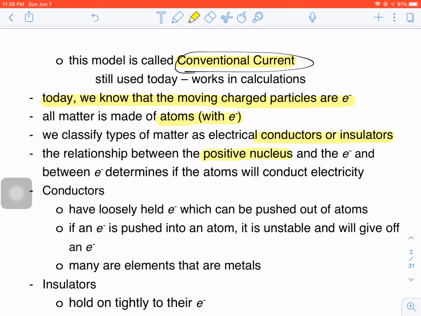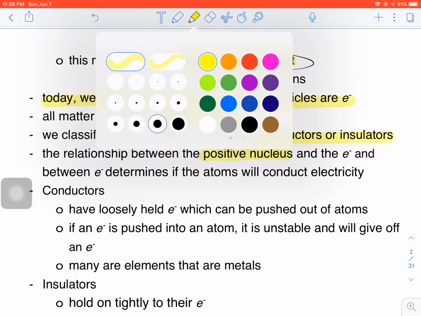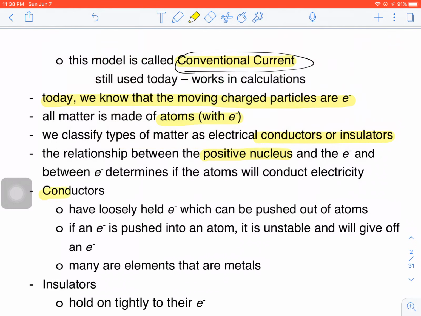And we're not going to talk too much about the nucleus here because you're probably tired of talking about the nucleus. We are concerned about electrons. But the nucleus basically impacts how matter becomes either a conductor or an insulator. So again, from Chapter 15, we know that conductors are those that have loosely held electrons; they can be pushed out of an atom, and then they will be replaced by incoming electrons.